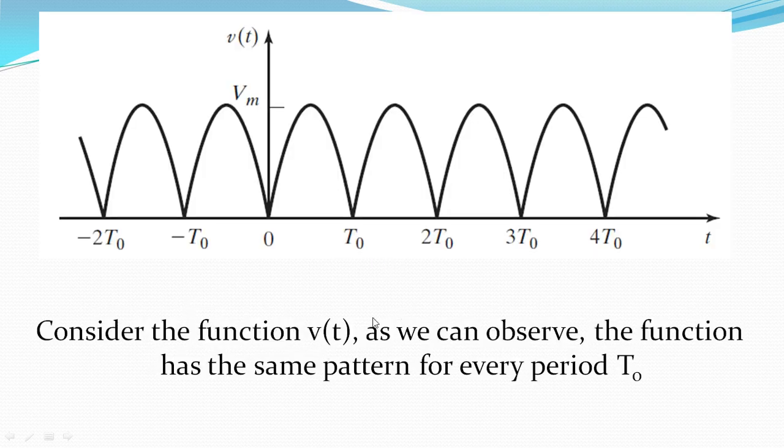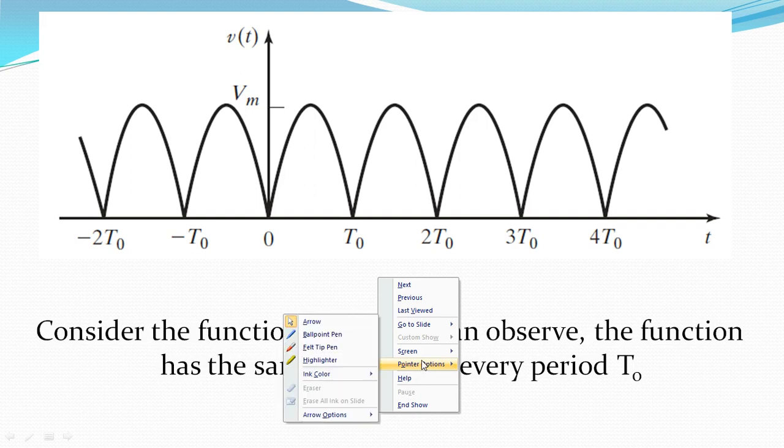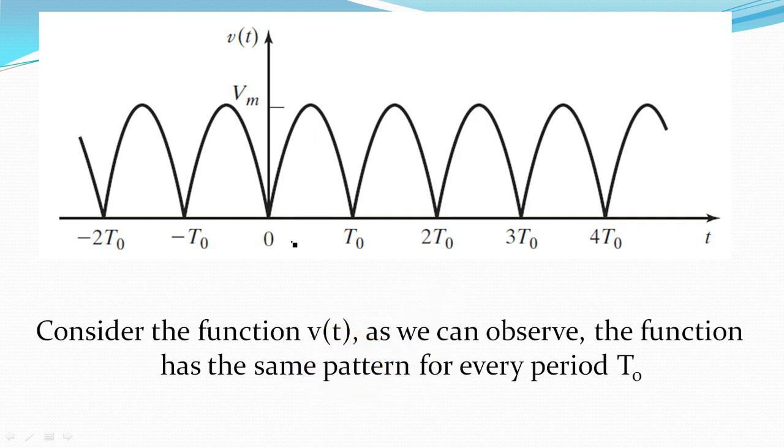Let's consider this function v of t. As we can observe, yung function natin umuulit, or has the same pattern for every period T naught. So from 0 to T naught, ito yung kanyang pattern and umulit siya from T naught up to 2T naught, which is T naught distance. Okay, from this point up to this point. And another T naught naman, umulit na naman siya, and so on and so forth. So yung T naught natin, ito yung tinatawag na fundamental period.